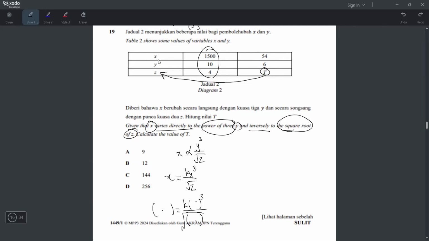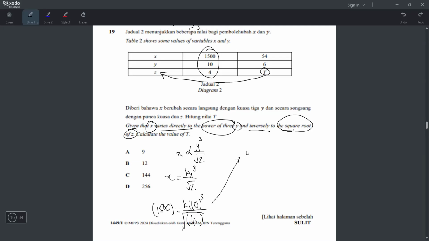So the correct method is to sub this one: X is 1500, and then Y is 10, and then Z is 4. And when you sub, look carefully. Don't put them in the wrong way around. For example, if you write the 4 on top and the 10 at the bottom, then it's gone already. So make sure you sub carefully. Y is the one on top, Z is the one at the bottom.